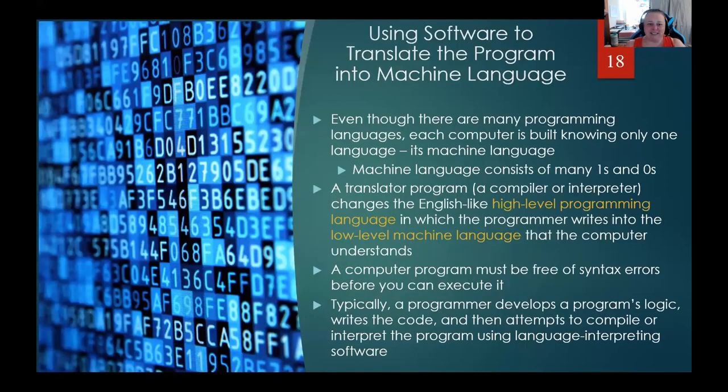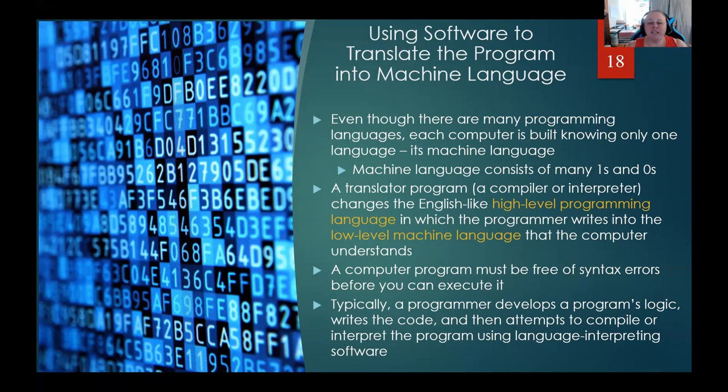Now, using the software to translate the program into that object code or machine language. Again, even though there are over 400 programming languages, your computer only understands one, machine language. That's it. So what you need is that translator program. And when I say translator program, I'm going to refer to compiler or interpreter, kind of using them in the same breath, even though we know they're different.